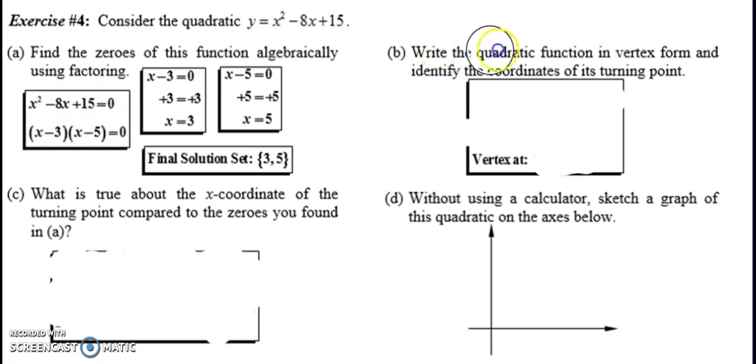All right, now we want you to write the quadratic in vertex form. So remember, that's completing the square and then coming up with the turning point. So hopefully you remember how to complete the square. So let's see how you do. So hit pause and give that a try.